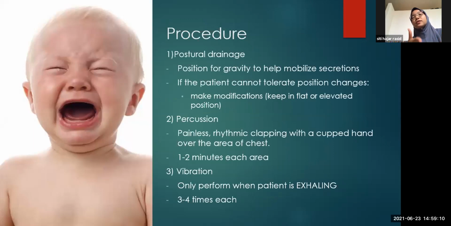Okay, the procedure that I mentioned before consists of three parts, which are postural drainage, where the position for gravity is important to help mobilize secretion. However, what happens if the patient cannot tolerate the position? Thus, we are allowed to make several modifications, either to keep the patient in a flat or elevated position. The second one is percussion, where we just take about 1 to 2 minutes for each area. That means 1 to 2 minutes for the left and 1 to 2 minutes for the right side of the lung. And it is painless. Rhythmic clapping with a cupped hand over the area of the chest. Okay, that means we just take our hand and form the C shape or almost C shape with a loose wrist. Okay, for the percussion.